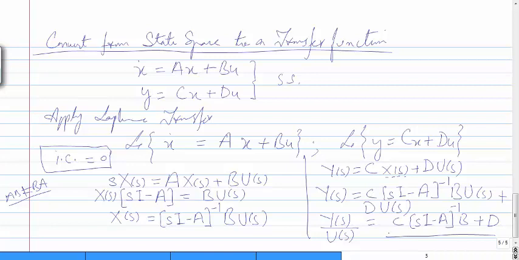In state space you already know the matrices A, B, C. So you just plug them into this relation and calculate the transfer function. So this is the conversion that we can use from state space to transfer function.